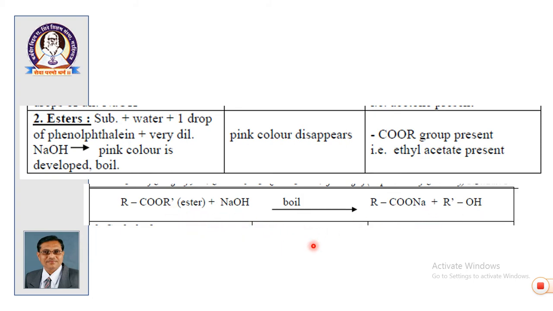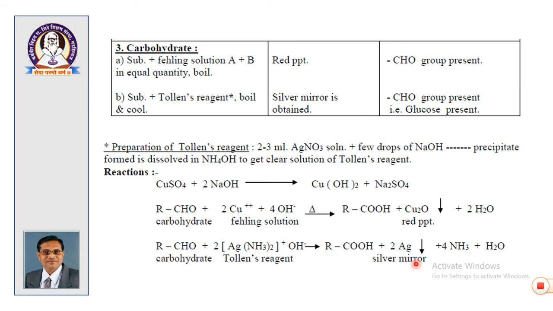Whenever ester is converted into acid and alcohol, the amount of NaOH is consumed. As NaOH disappears, there is a color change. The pink color generated by the presence of NaOH disappears because of consumption of NaOH. It is an indication of hydrolysis of ester, giving the sodium salt of that particular acid and alcohol. So, the COOH group is present.